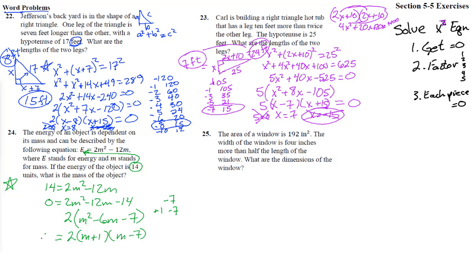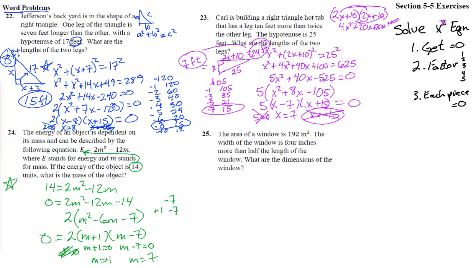And this all equals 0. So now that we have it factored, each piece equals 0. 2 equals 0 does not give us an answer. Can't solve for m. m plus 1 equals 0 gives us an answer of m equals negative 1, sorry. And m minus 7 equals 0 gives us m equals 7.